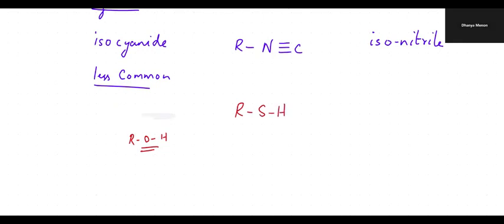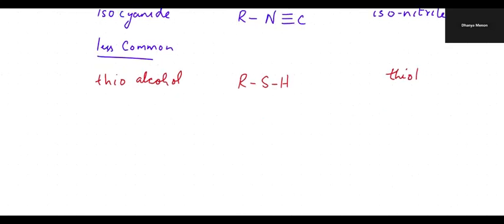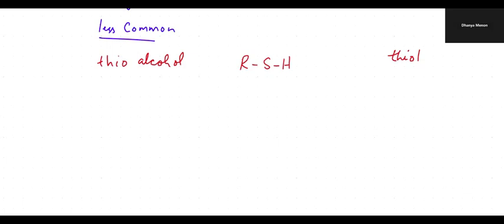And what is the name? It is thio, because this S is there. So thioalcohol, the structure is similar to alcohol, and the suffix that we use is thiol. Even though it is less common, you should know it in case it comes up.